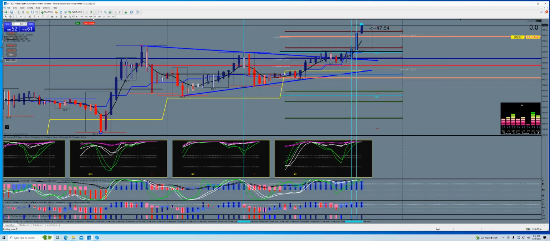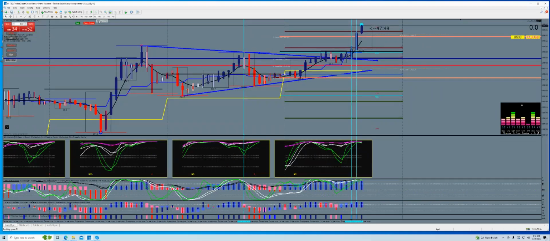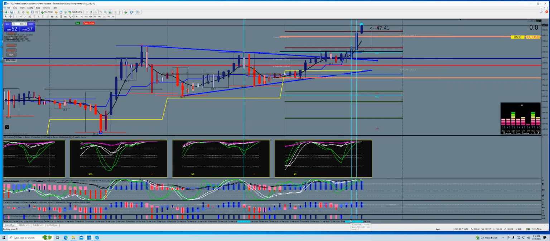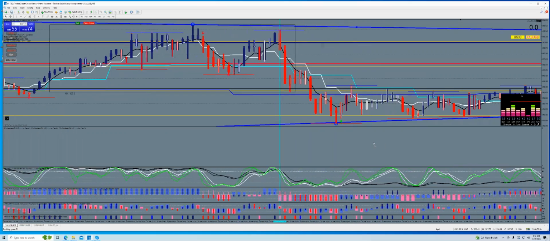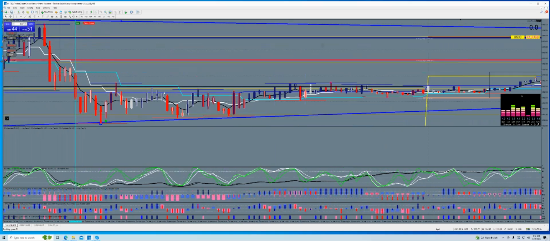Yeah, I could take a short there and then maybe go down to a 5 minute. So in here, I could definitely take a short. I could go straight down to my 5 minute and just wait for the synchronization, which is here. And then the next one would be here, short. And then the next one would be here, short. Then it started going sideways again.